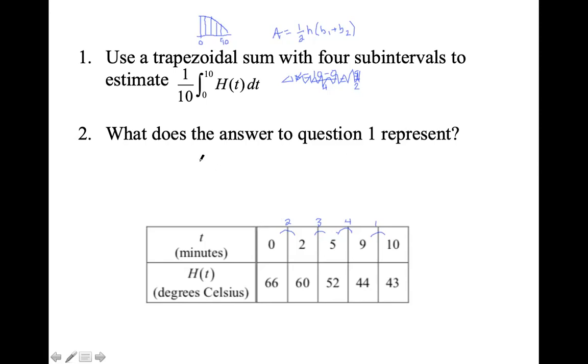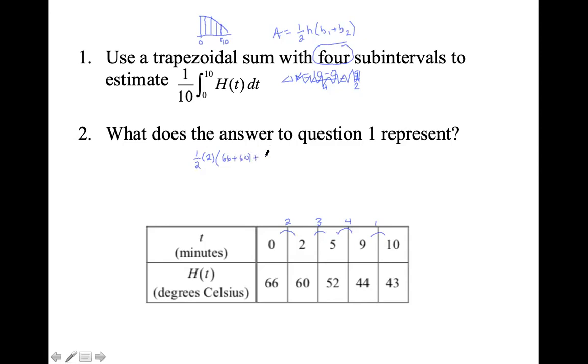So our first trapezoid, trapezoid 1, and we're going to have 4 of them, right? We have 4 subintervals. We're going to have 1/2 the height, and our height here is this first width, the first delta x, which is 2, times the sum of the 2 bases, and that's these 2 heights here, so 66 plus 60. That's trapezoid number 1.